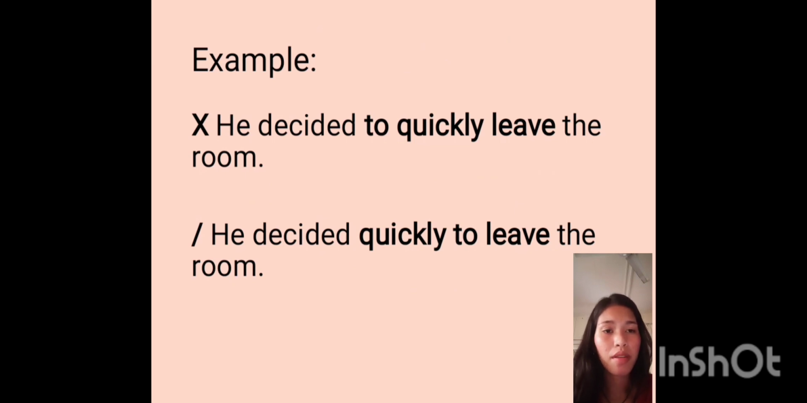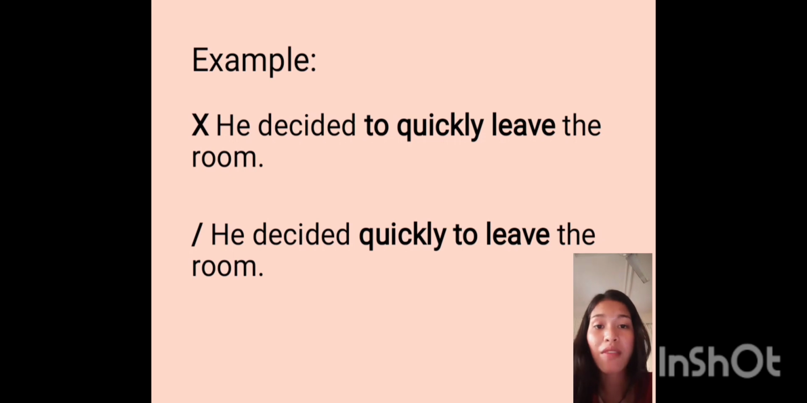So here is the example. He decided to quickly leave the room, and he decided quickly to leave the room. As you can observe in my examples, the first sentence I mark X, and the second sentence I mark check. Why? Because in the first example, to quickly leave, I bolded the words. The word to must be between the adverb quickly and the verb leave, according to the meaning. So the correct one must be this one: He decided quickly to leave the room, which is the second sentence. So that is prescriptive rule number 1.